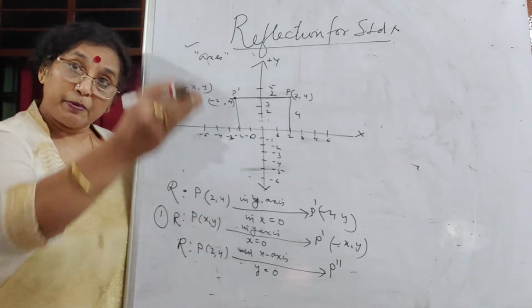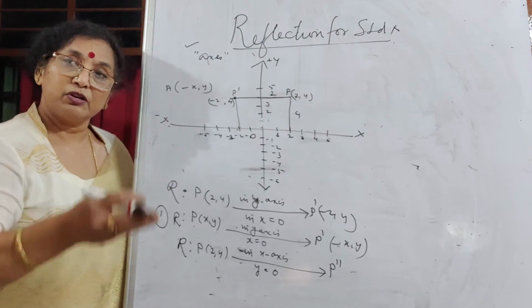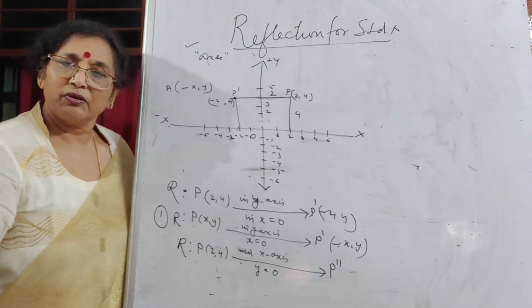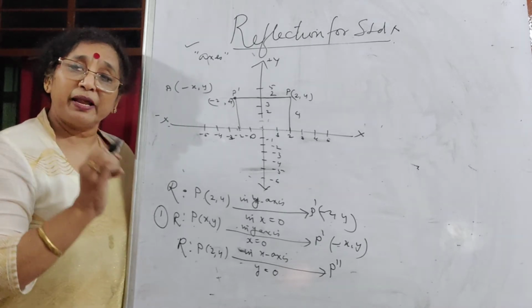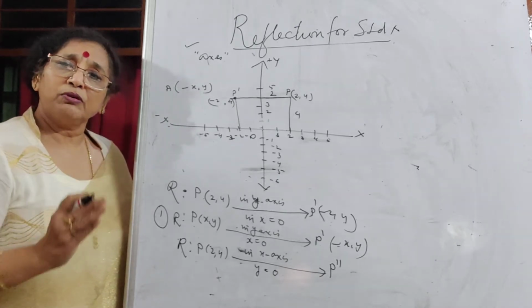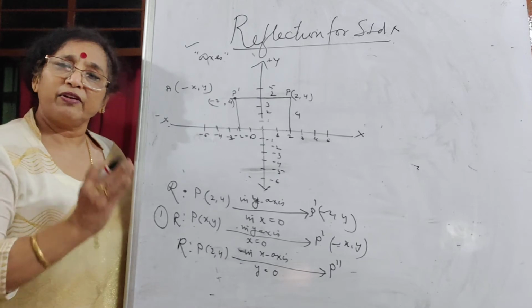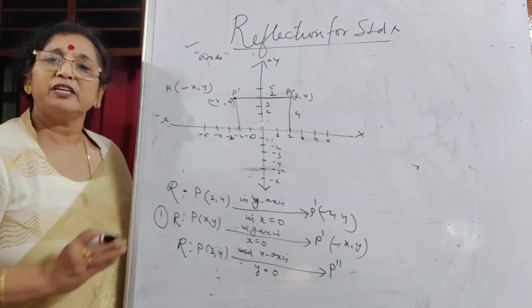Because you know the rule. Drop a perpendicular, and object distance equals image distance. Wherever it comes, you see. That's all. Finished. Right? So very few explain to you how to go about reflection in a line and reflection in a point. Now it will be very easy for you.